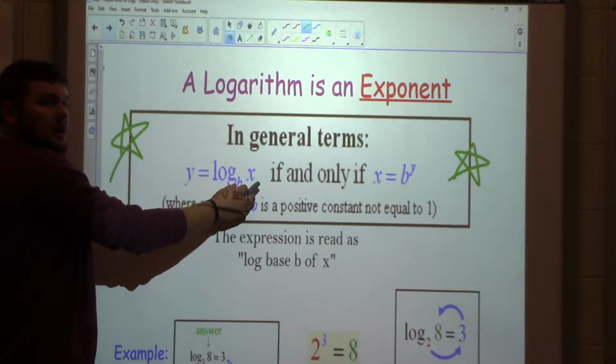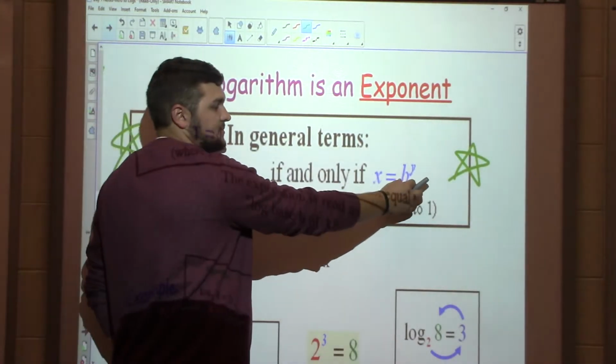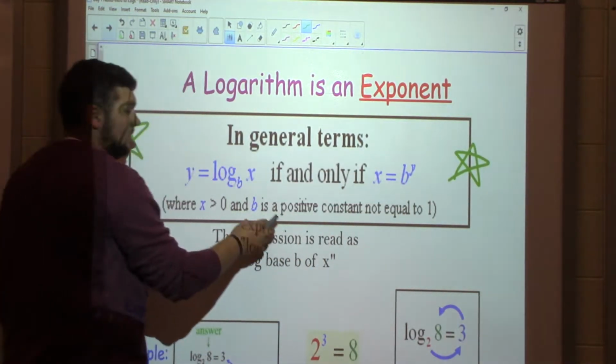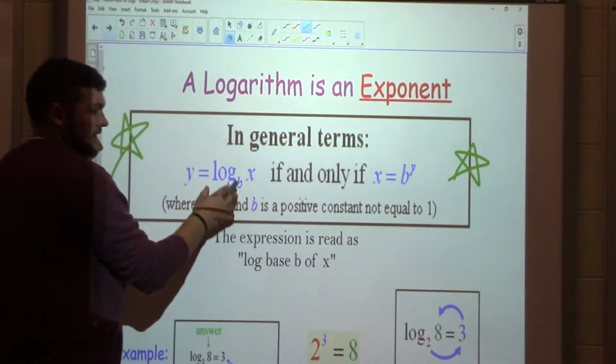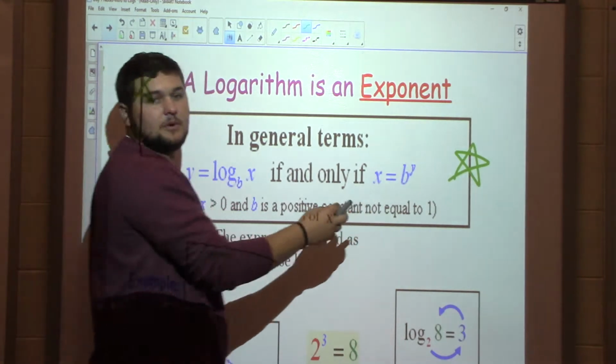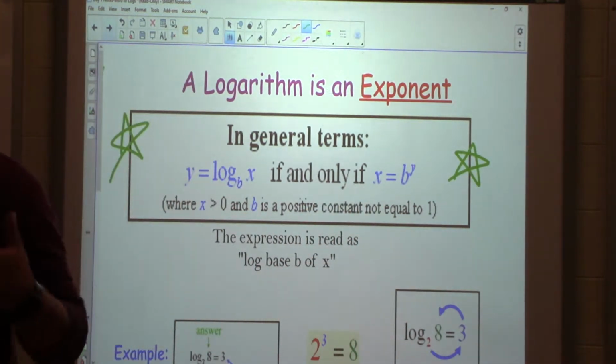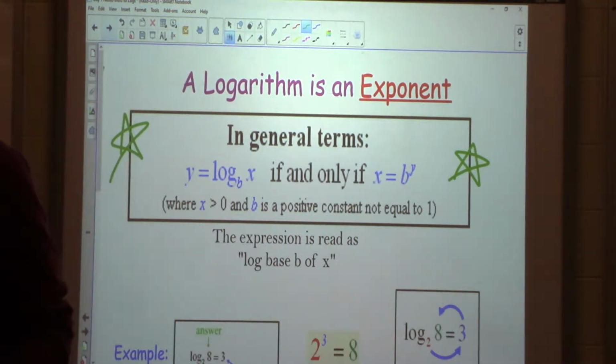The base of our log will always be the base of our exponent. What I take the log of is what my exponential should equal, and what my log equals turns into my exponent, and vice versa. The more we do it, the better you'll get at it, the more you'll understand it. Okay?